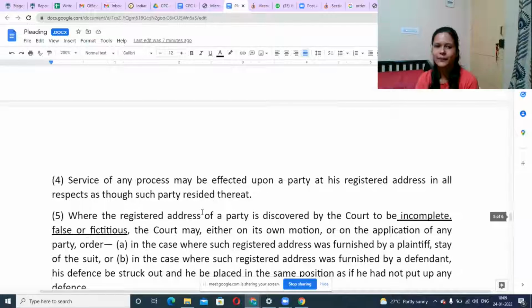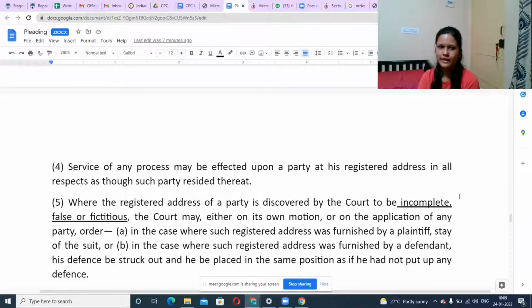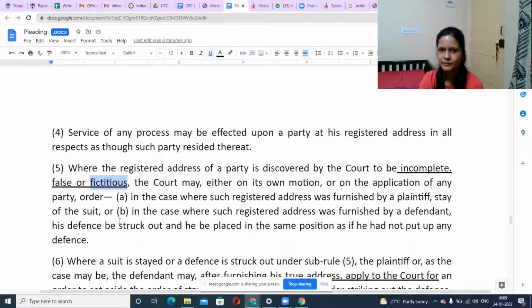Sometimes it may be very obvious for the court to understand that this is an incomplete address, some false address, or a fictitious address that they have provided. Because the court works within its territorial jurisdiction, they might know that certain places exist. If the court itself realizes, or if somebody files an application saying that this is a fake address, then on application of the party, the court may act.